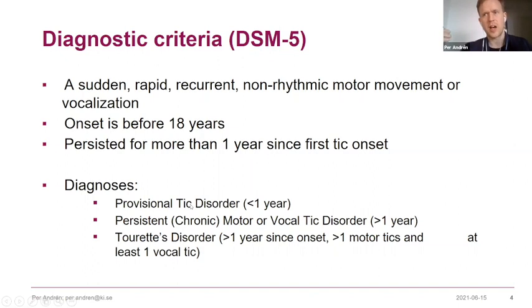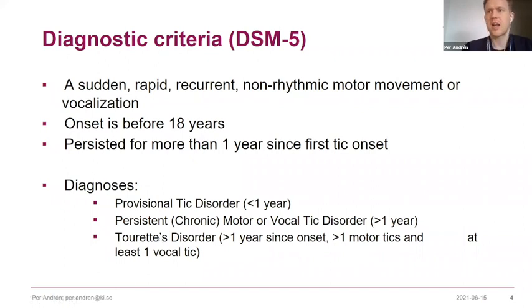And then if you've had tics for more than 1 year, then it kind of moves over to the category of persistent chronic motor or vocal tic disorder. That is if you've had motor tics only or vocal tics only, and you've had it for more than 1 year, then it's called that. And then if it's been more than 1 year since onset, and you've had multiple motor tics and at least one vocal tic, that's when it's called Tourette's disorder or Tourette syndrome.